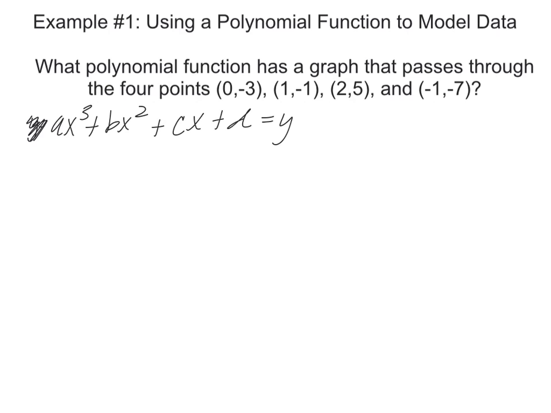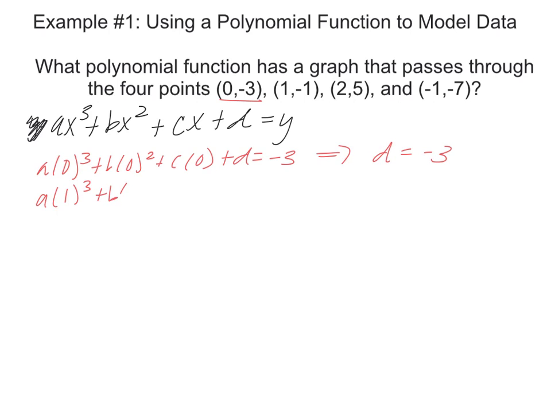So if I substitute in (0, -3), that's going to be a times 0 cubed plus b times 0 squared plus c times 0 plus d equals -3. We've done this before, by the way, guys. So our answer will be d equals -3. Okay, move on to the next one. That's a times 1 cubed plus b times 1 squared plus c times 1 plus d equals -1. And that expression would be a plus b plus c plus d equal to -1.